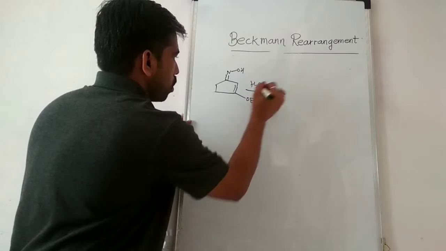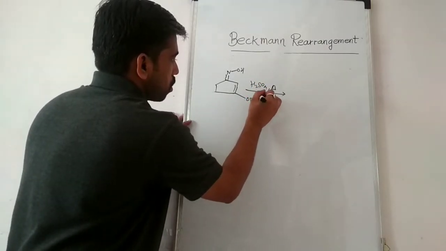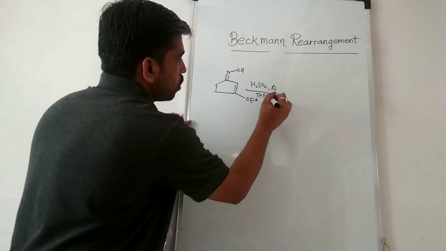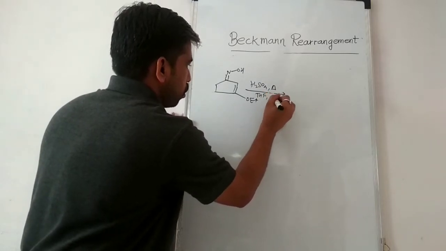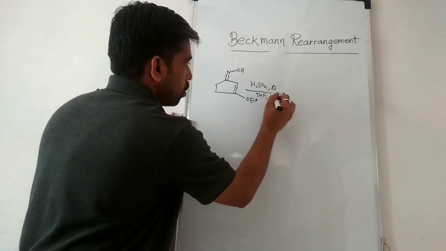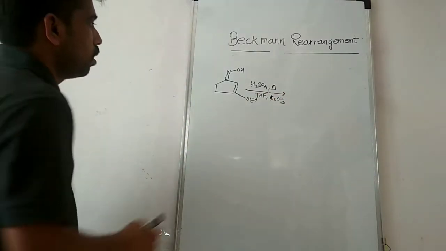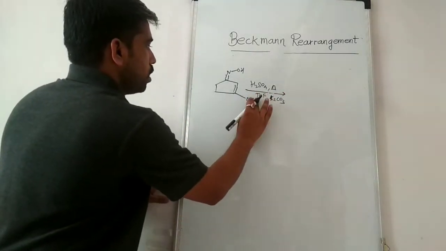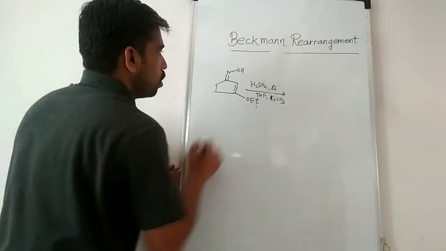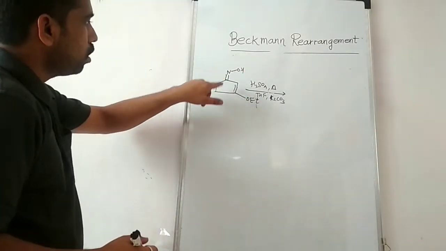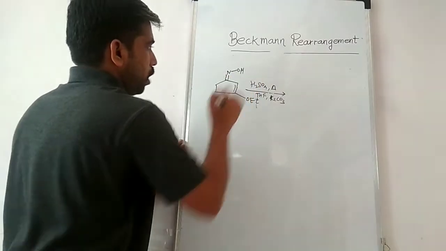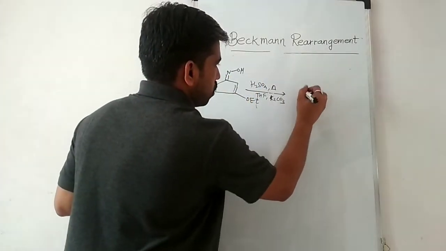H2SO4, heating condition, THF, K2CO3. Okay, now in this example also there is a migration of the group that is trans to the OH group, and we get the product like this.